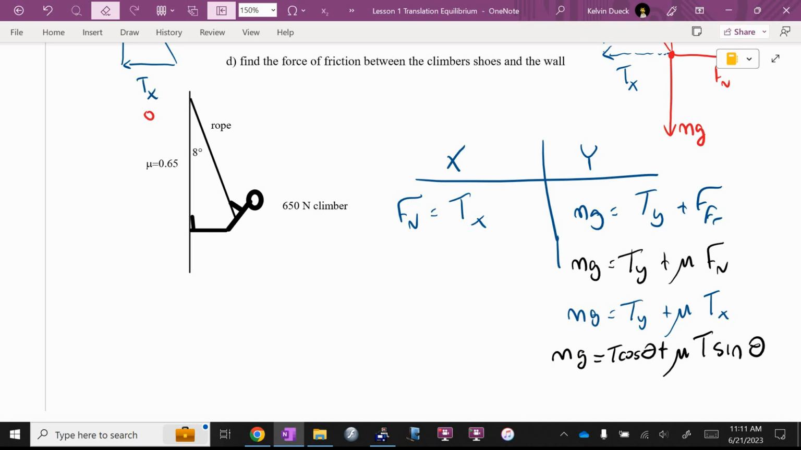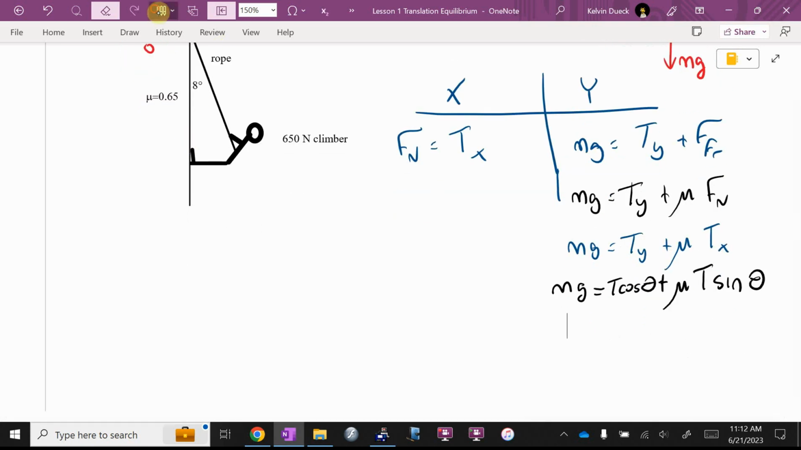Now, why is that so nice? What's B wanting me to find, Taya? How many T's do I have in this equation? How many would I prefer? It'd be really neat if there was a math 9 operation that I could pull out of my back pocket and change this from 2 into 1. And there is. I know we're brushing cobwebs off. Ella, this is your moment of glory. If you can look at Taya with pity in your eyes and whisper 3 letters to her, you will be able to. I can write this as mg equals T bracket cos theta plus mu sine theta.